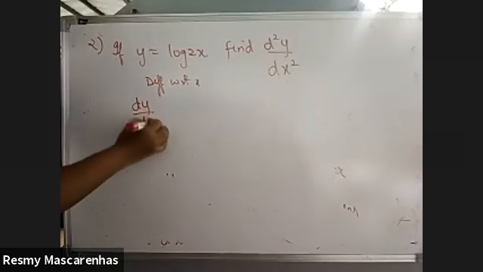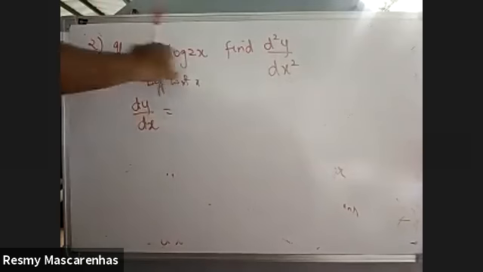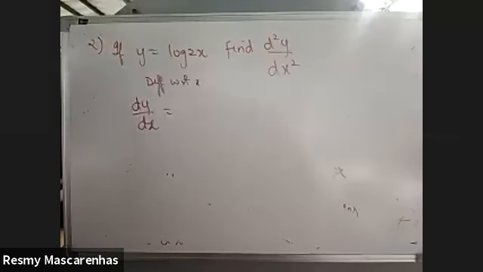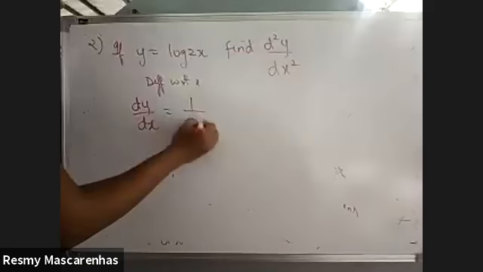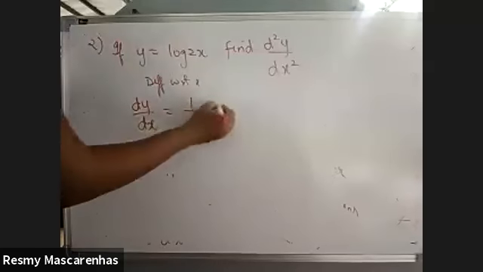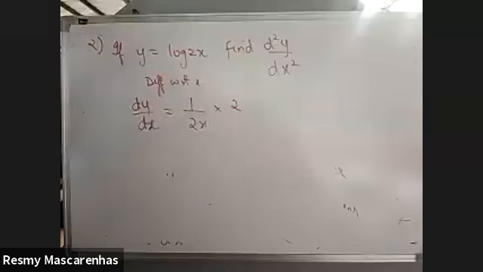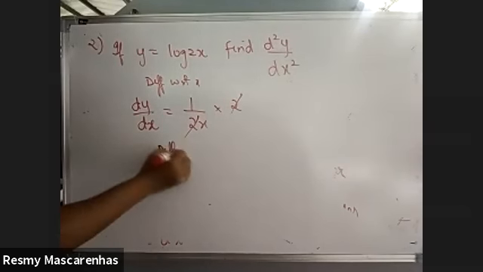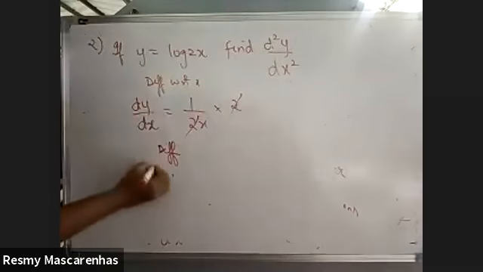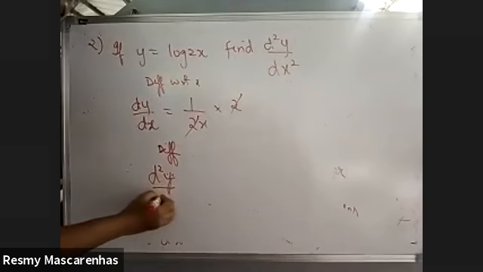dy by dx is equal to the derivative of log of something, which is 1 upon that into the derivative of 2x. The derivative of 2x will be 2. The 2 and 2x will cancel, so what is left is 1 upon x. Now again you have to differentiate because second order has been asked: d square y upon dx square.